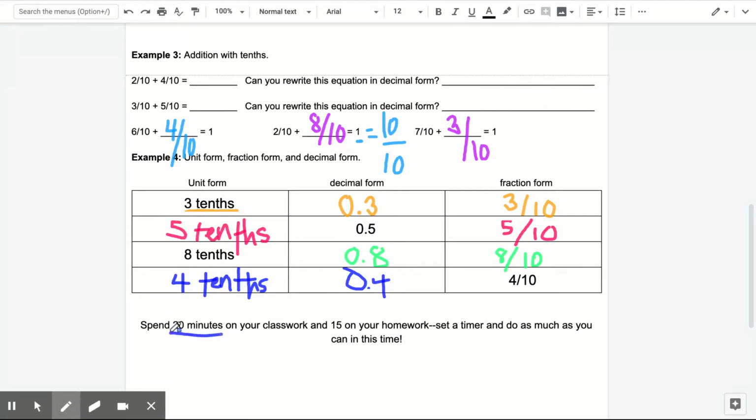And that's all. So when you get to your classwork today, I want you to spend about 20 minutes on your classwork. It might not take you that long. You might finish it faster than that, but I want you to do at least 20 minutes. And then 15 minutes on your homework. So my suggestion for you today is to just set a timer and get as much as you can done for those 2 timers that you set.